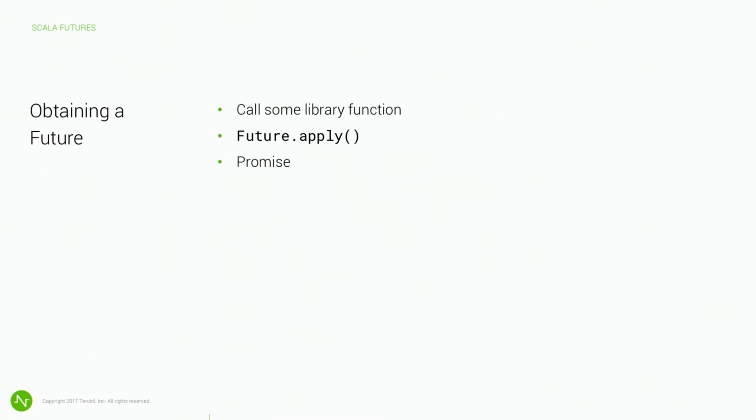So how do you get a future? Well, the trivial answer is you call somebody else's library and it returns a future. But that's not very interesting because it just raises the subsequent question, how did they make the future? In the regular Scala library, we have apply on the future object, which will create a future body and put that into an execution context. Or as I just started to allude, we can make a promise.